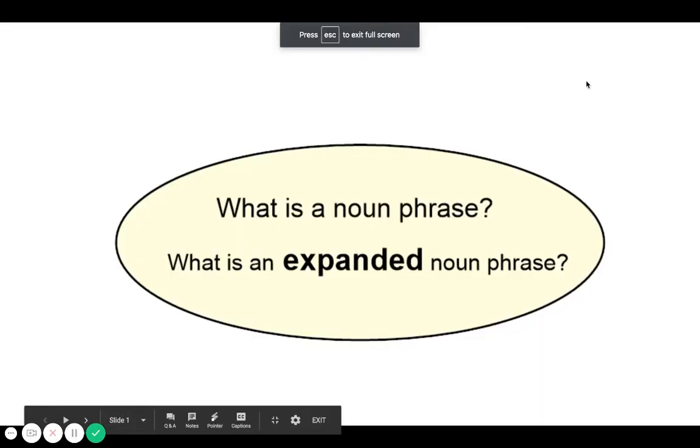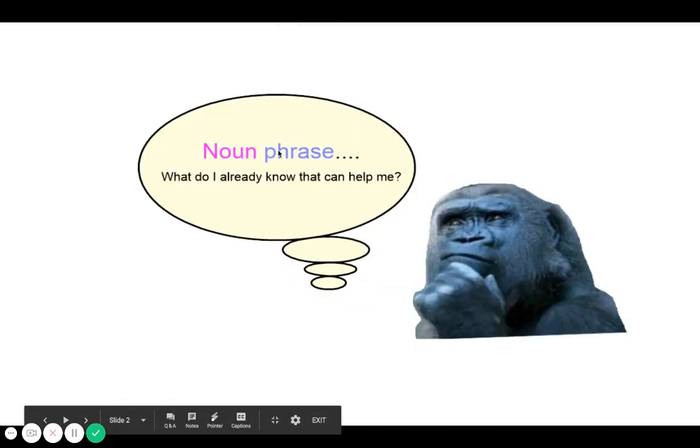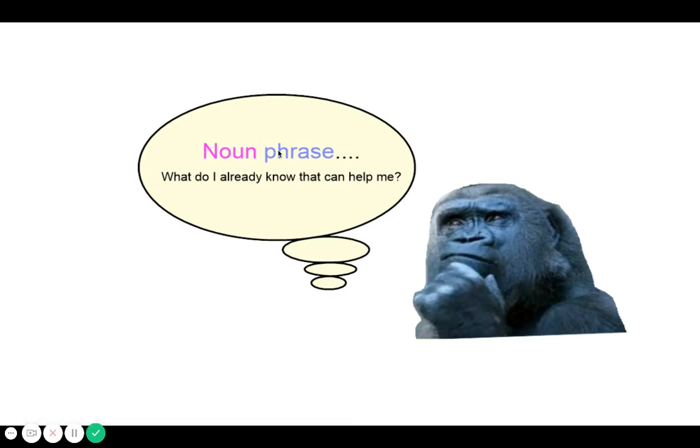Welcome to this flipped classroom based all on noun phrases and moving on to expanded noun phrases. So, what is a noun phrase? Look at noun phrase as two separate words and think, what do you already know that can help you work out what they are?